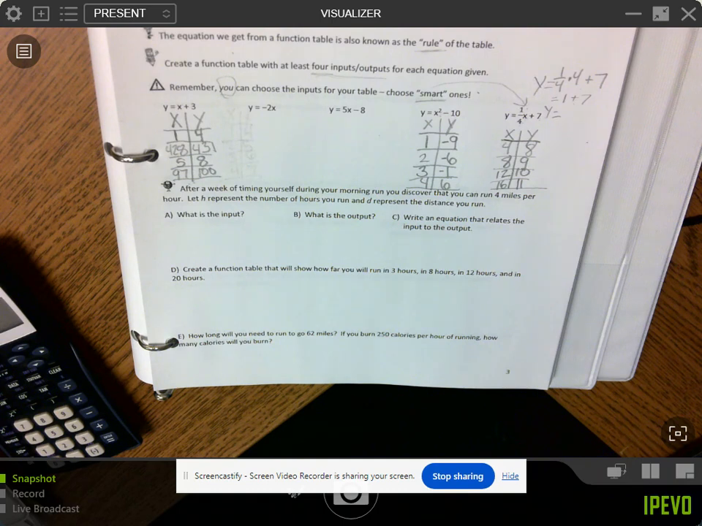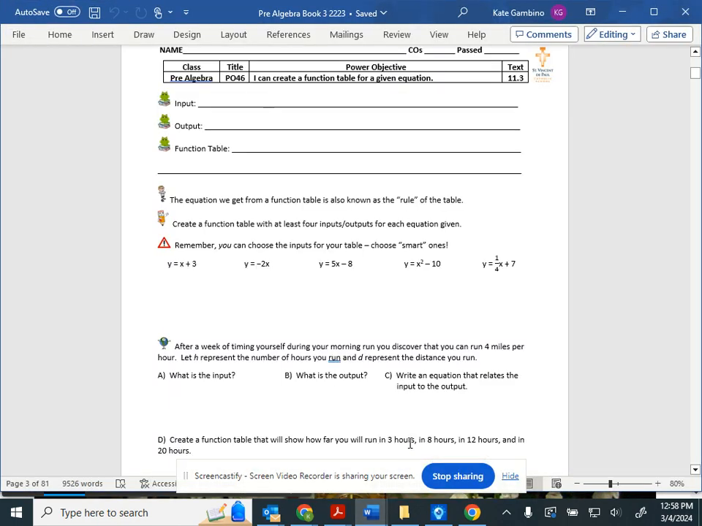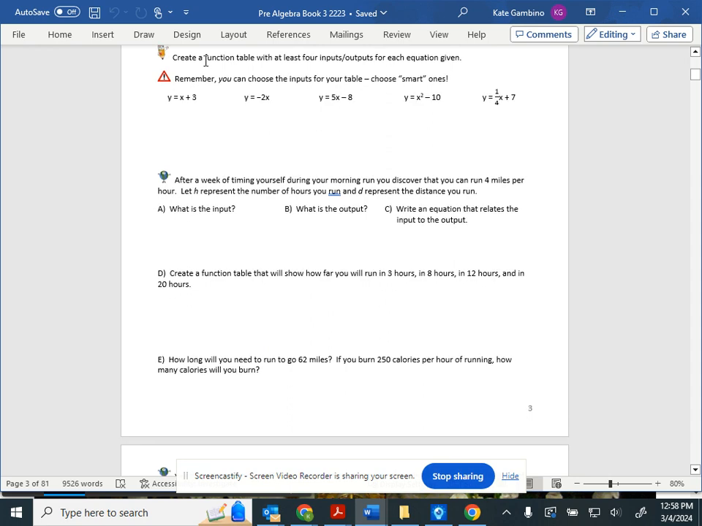So we are going to switch back to my board because I like writing on the board so much better. So you're going to do these 2 on your own.